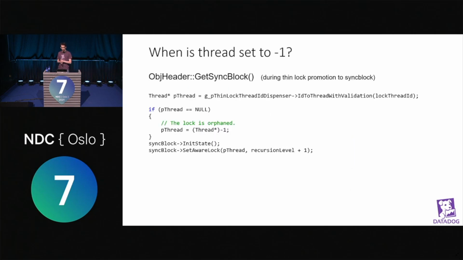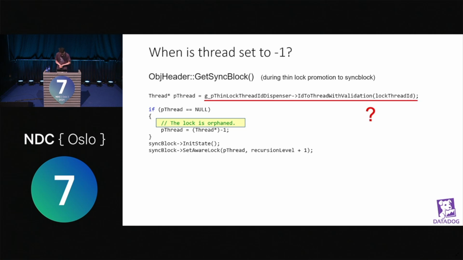So it's happening in the ObjHeader::GetSyncBlock function, which is called during the promotion from a thin lock to a SyncBlock. So basically, this is called whenever the header is full when the runtime tries to store something in it, and so it tries to move that to a SyncBlock. This happens in GetSyncBlock. And so we have the part where we store -1 in pThread. And above, we have a very interesting comment saying that the lock is orphan, which is consistent with what we found so far.